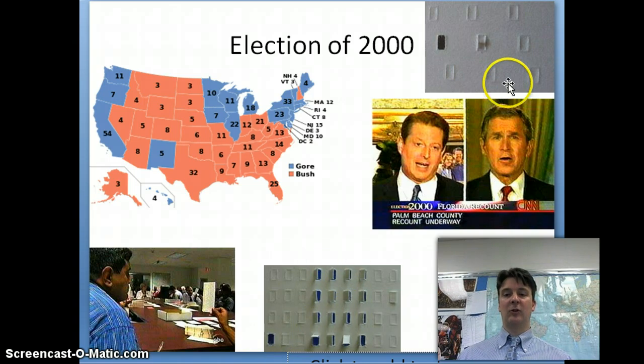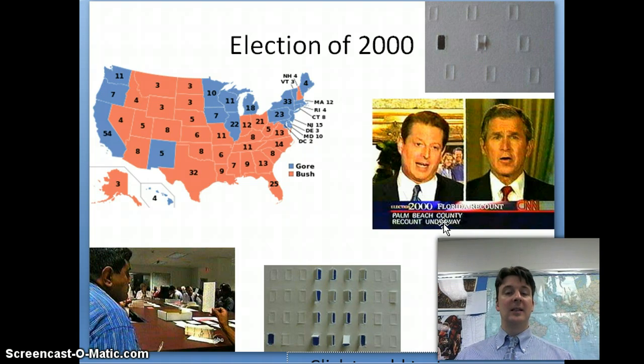A chad is this rectangular perforated piece. And essentially these hanging chads, should they count as votes? Should they not? Who knows? And this is called a dimpled chad. It looks like maybe they intended to vote that way, but they didn't punch it through. And so they spent hours and days looking at these votes, deciding whether or not these counted or not. The end result was that Bush became president.